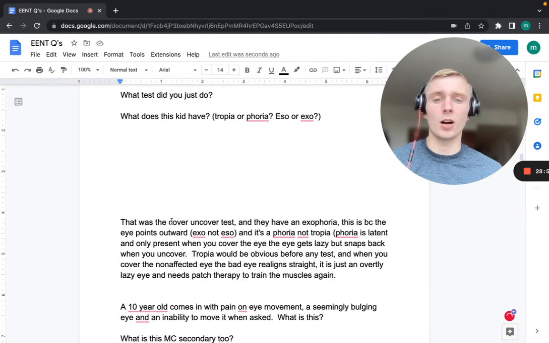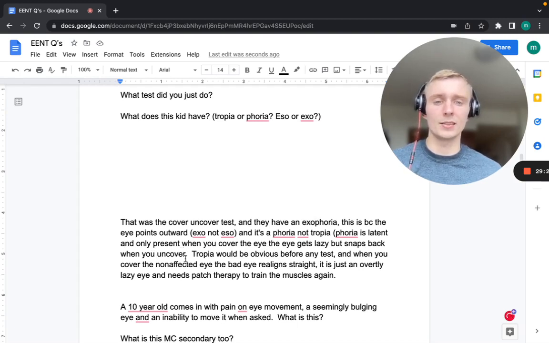So this was the cover-uncover test. And they also have an exo, out to the side, phoria, latent strabismus. So phoria is that latent strabismus. So this kid has an exophoria. This is because the eyes point outward, obviously exo, not eso, which is inward, and it's a phoria, not a tropia, because phoria is latent and only presents when you cover the eye. The eye gets lazy, but it snaps back when you do uncover it.